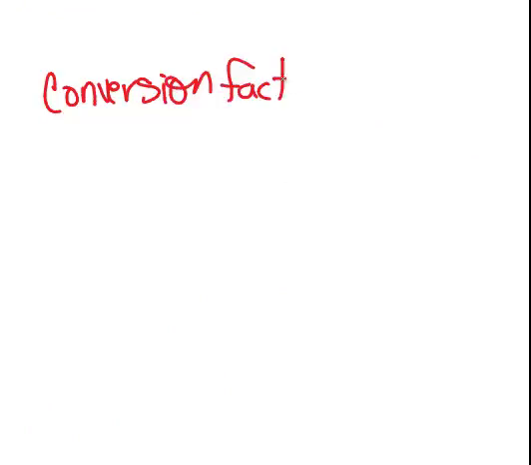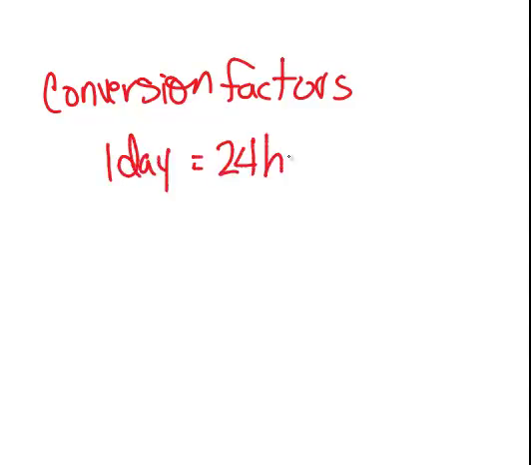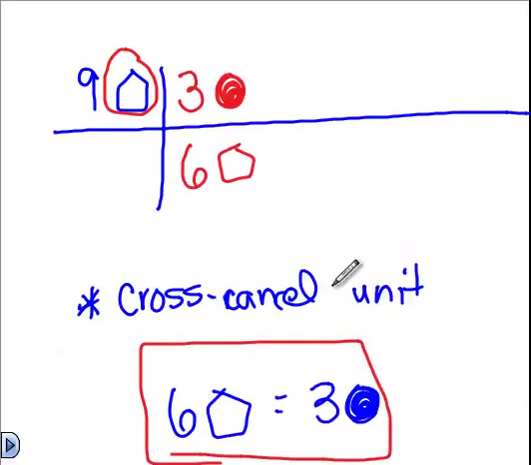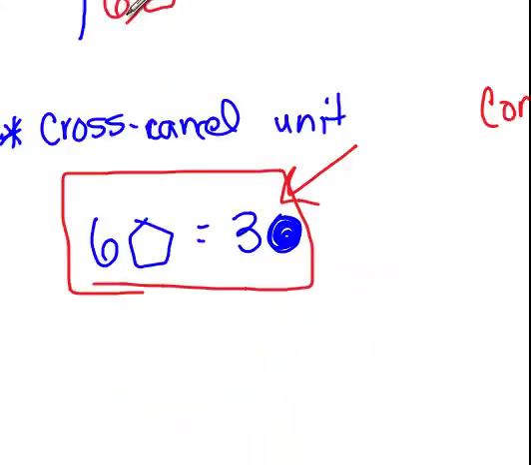And you can think of many conversion factors on your own. For example, 1 day is equal to 24 hours. You guys are really good at time, so like 1 minute is equal to 60 seconds. Alright, but this is the conversion factor given to you on the paper. And remember, the one rule was that you have to cross-cancel the unit.